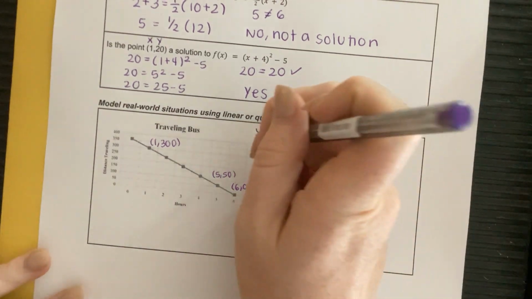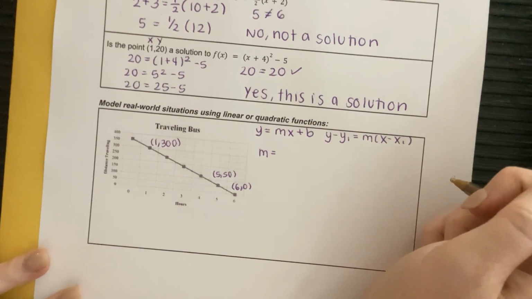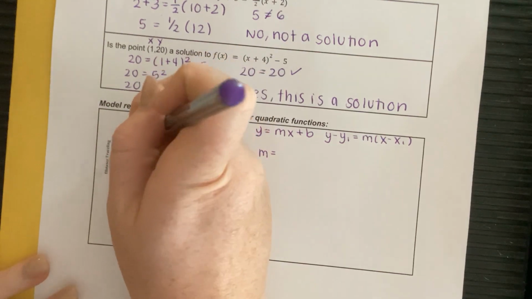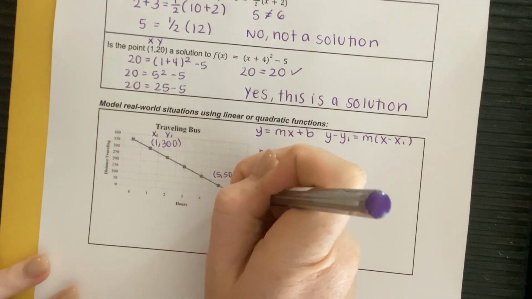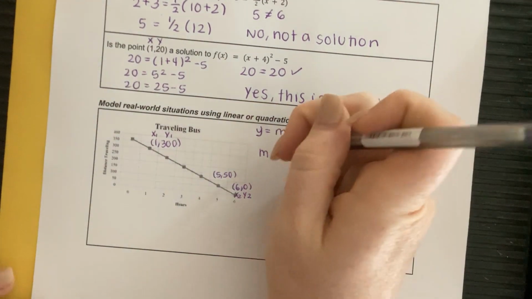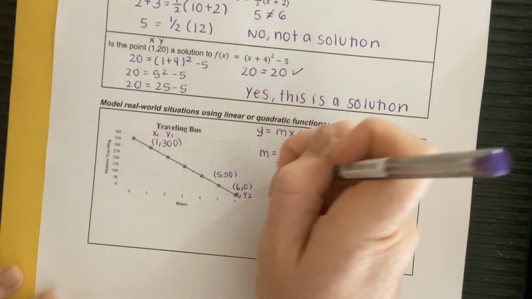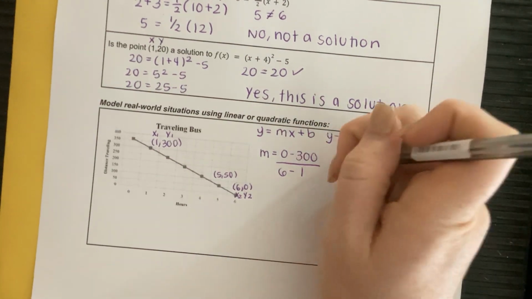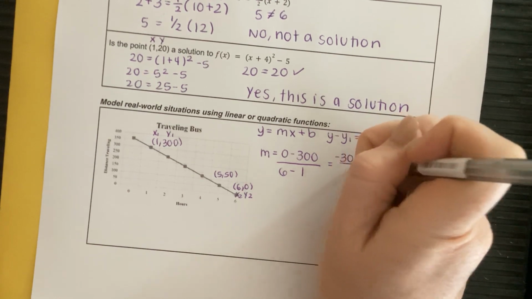First you have to find what your slope is going to be. To do that, you need the slope formula, which is y2 minus y1 over x2 minus x1. If I make this my x1, this my y1, this my x2, and this my y2, again, use whatever points you want, just be consistent. I'm going to have 0 minus 300 over 6 minus 1. If I do that, I'm going to get negative 300 over 5.